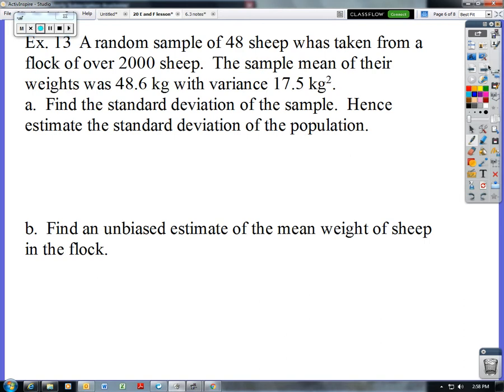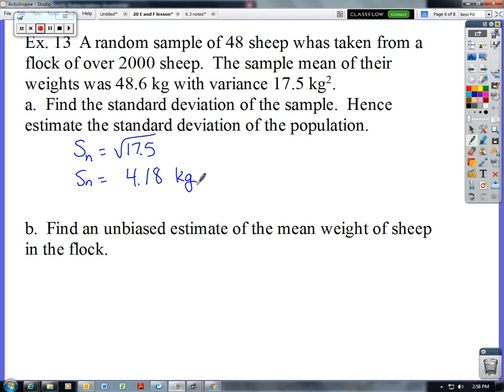Well, we know that the standard deviation is the square root of the variance. I'm going to label it correctly here. It's the square root of that. And when you take the square root of kilograms squared, you'll get kilograms, so it'll be in the correct units that you want. When we take the square root of that, I'll just do it on my calculator here. Second square root, 17.5, I'm getting 4.18 kilograms. If you have units, put them in.